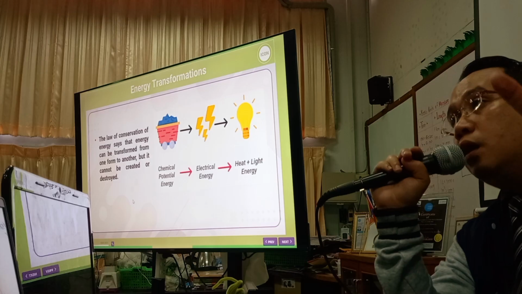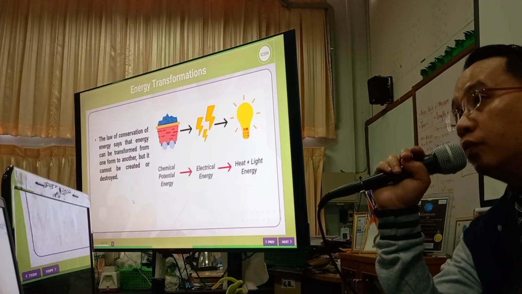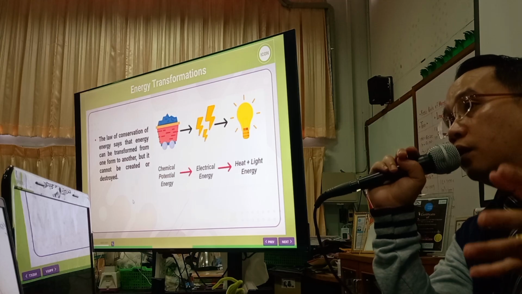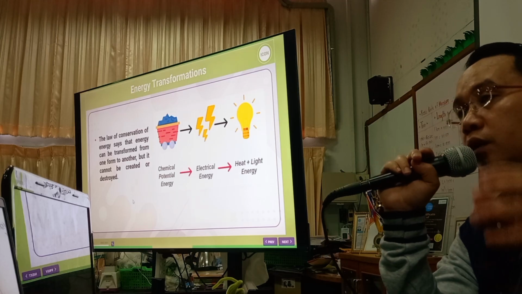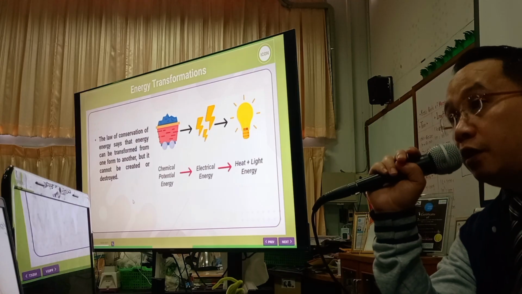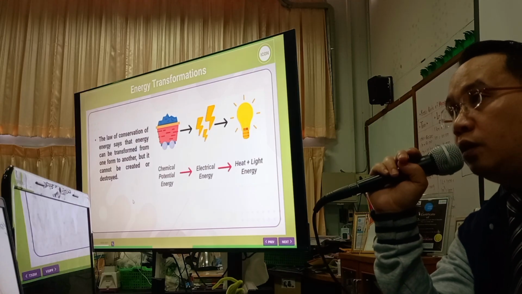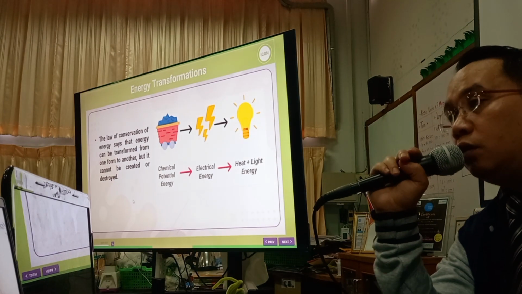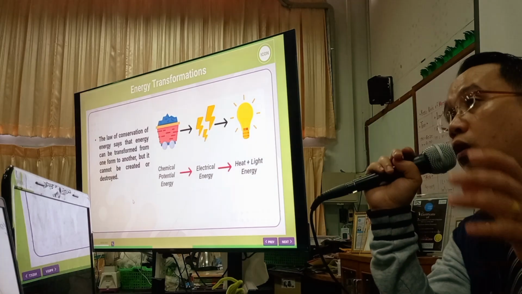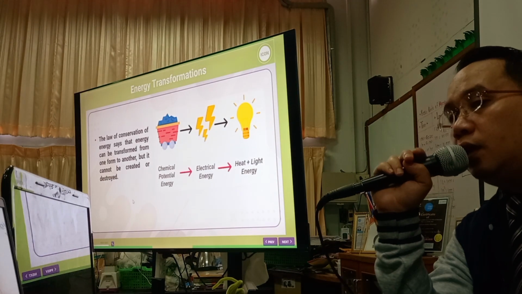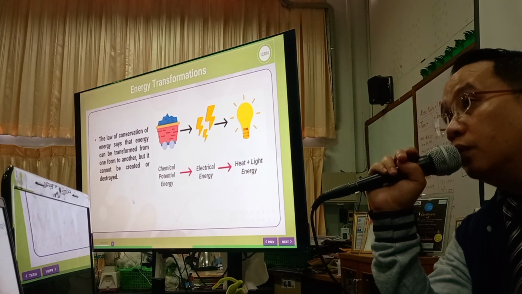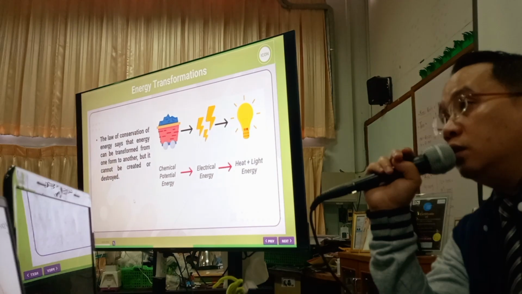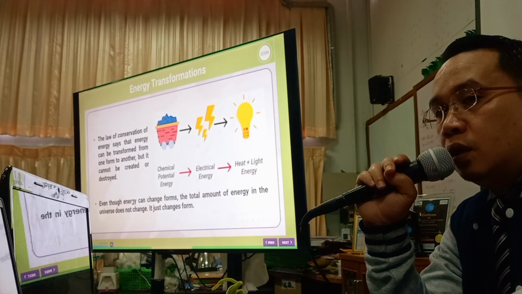For example, our flashlight. Some appliances or gadgets need a battery. A battery is an example of chemical potential energy. Once it is heated up, it will further convert to electrical energy. Then of course it will produce heat plus light energy, and we can see those objects in a dark room. Next one.